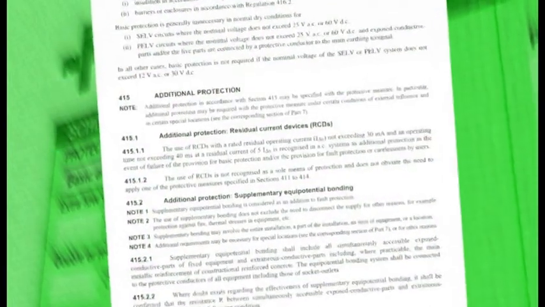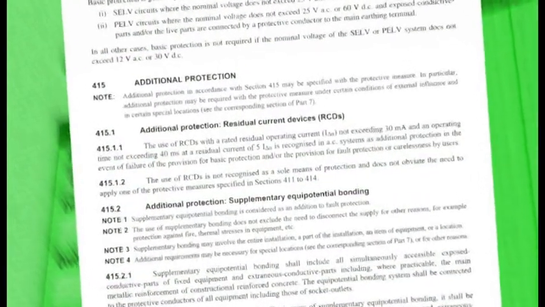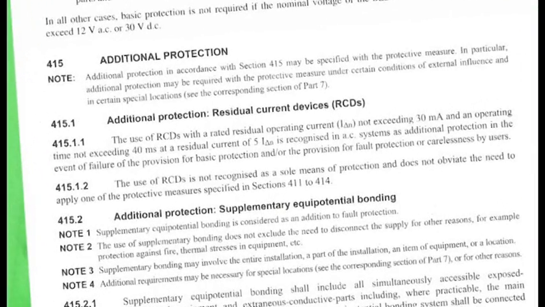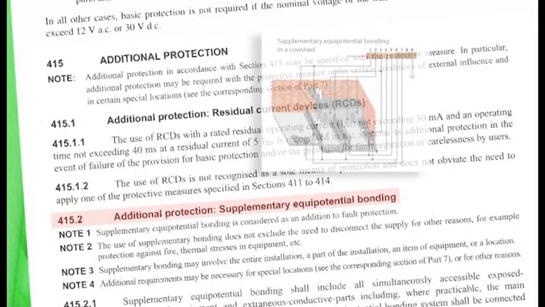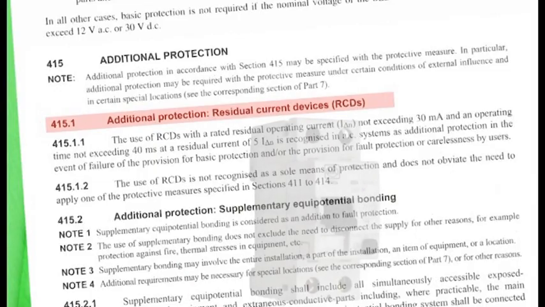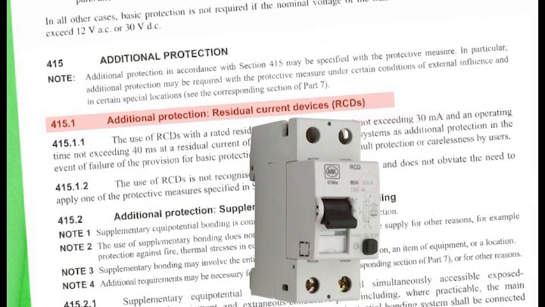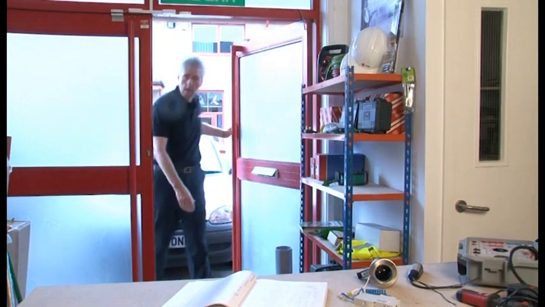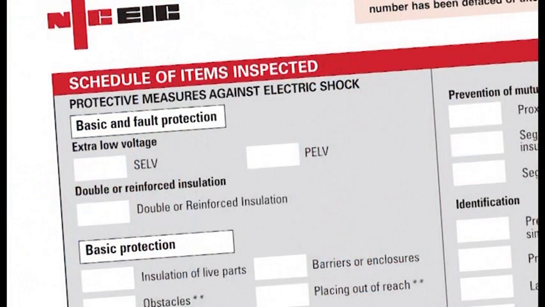Additional protection is not defined in Part 2 of the regs, but is detailed in Section 415. Additional protection against electric shock can be provided by either supplementary equipotential bonding or RCD protection, using an RCD with a residual rated operating current not exceeding 30 milliamps, which is becoming the preferred choice. The first item on the schedule is for protective measures against electric shock, which incorporate both basic and fault protection.